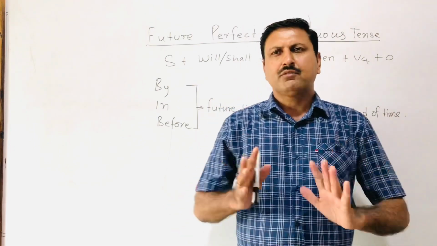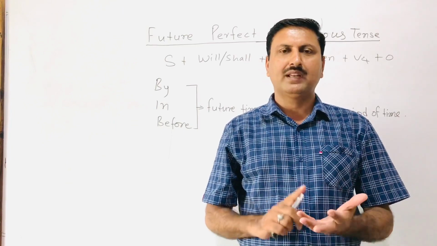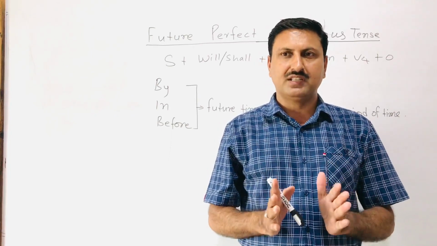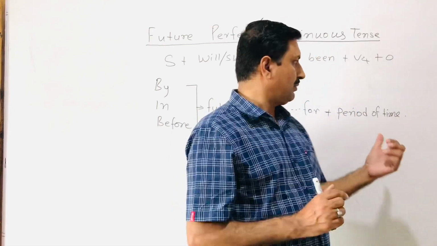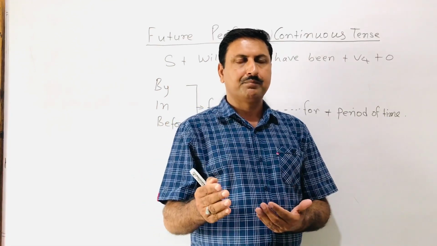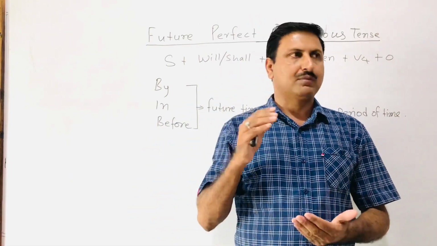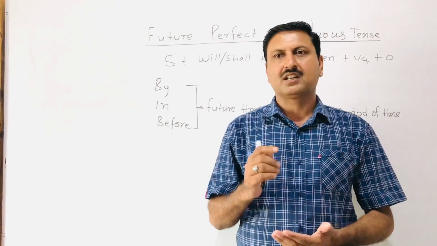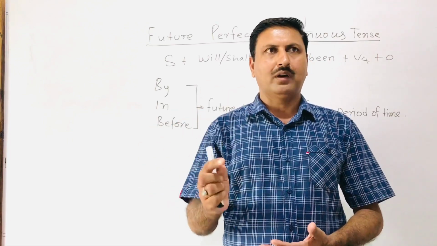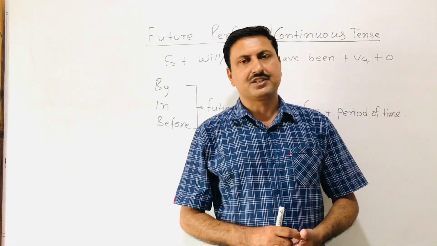For example, she will have been playing for an hour by this time tomorrow. Will have been playing, future perfect continuous tense structure, for an hour, for plus period of time, by this time tomorrow, by plus future time. So she will have been playing for an hour by this time tomorrow can be an example of future perfect continuous tense. They will have been playing football for 1 hour by 4 o'clock, etc. can be the examples of future perfect continuous tense.